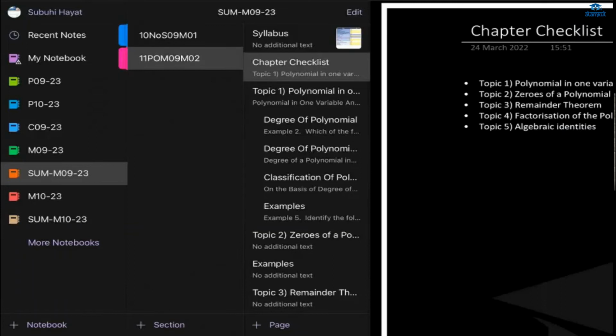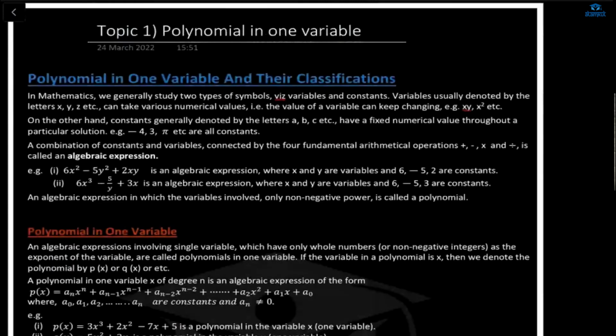Let's start with topic one. Okay, so what is a polynomial? First, we should know what a polynomial is. Before knowing about the polynomial, we should know some basic terms that will be used: what are variables, what are constants. Okay, anybody knows about the variable, constant?